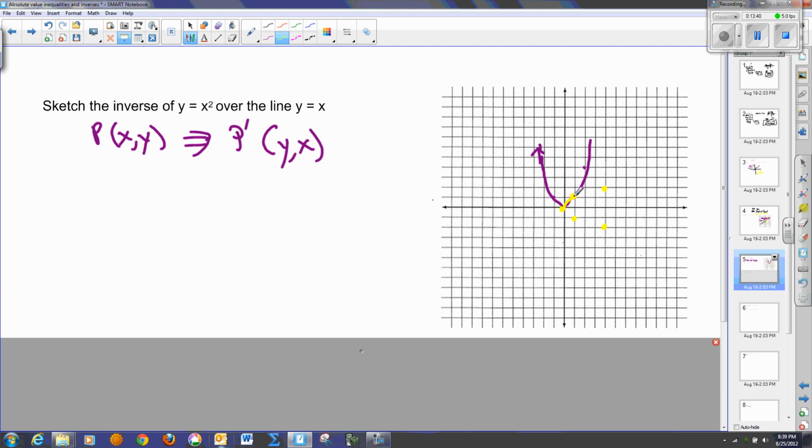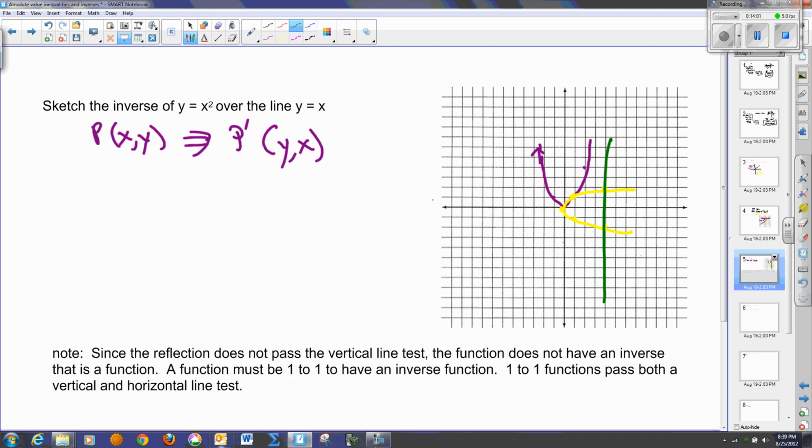So now if you look, the yellow graph is the graph of an inverse. However, one thing to note here is that this inverse doesn't pass a vertical line test. So we say this doesn't have an inverse function. Since the reflection doesn't pass a vertical line test, the function doesn't have an inverse that is a function, if you will.